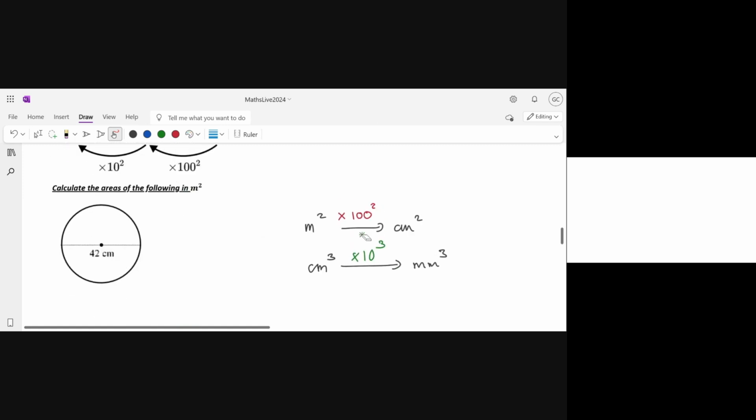All right, so it says here, calculate the areas of the following in meters squared. So basically what this question wants us to do is calculate the area in centimeters. And then when we're done, we need to convert from centimeters to meters. Thumbs up. Are we going to be able to do that? Yes. Convert from centimeters squared to meters squared.